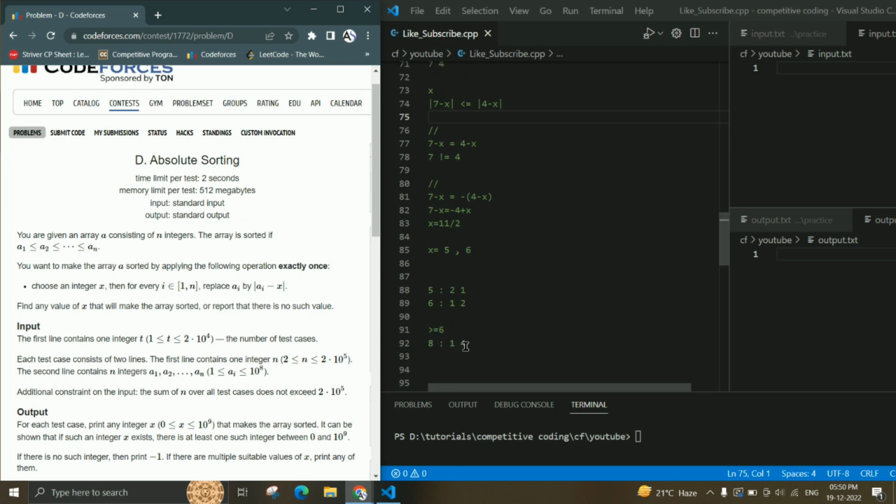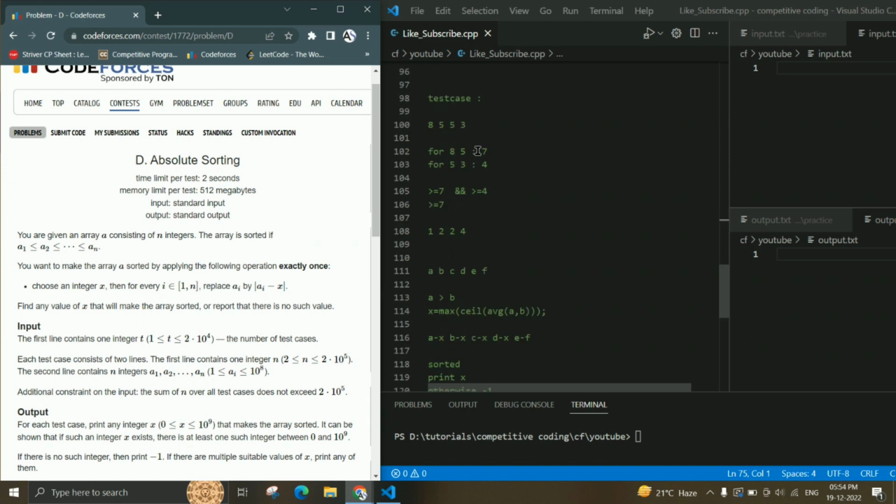After taking 8, the array becomes 1 and 4. You can simply put 8 into the equation and the first number will become 1 and the second will become 4. Now let's see one test case.